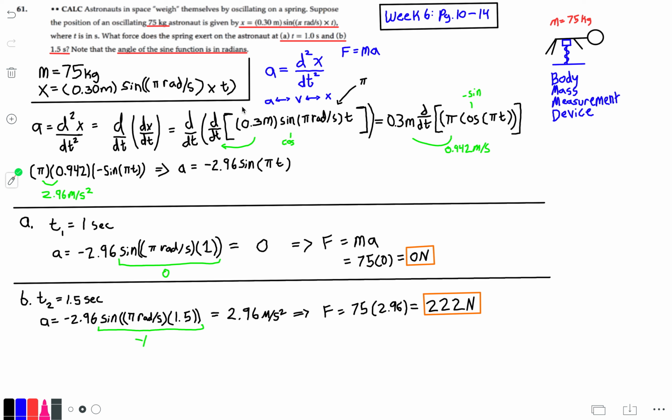mass times acceleration. Here's just a little diagram I drew to remind us that we can get between acceleration, velocity, and position through derivatives and integrals. So let's get into the problem.